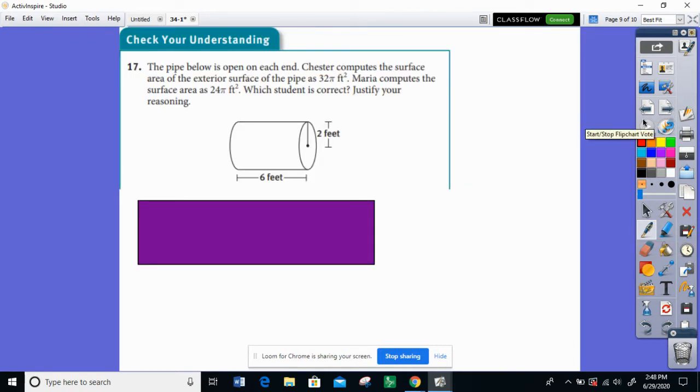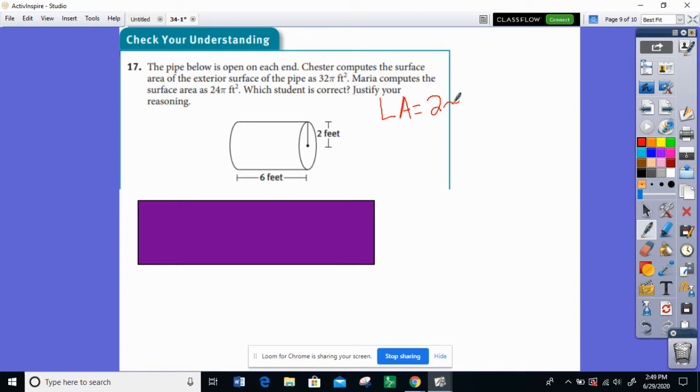So to finish off this lesson, we're going to solve 2 problems. The pipe below is open on each end. Chester computes the surface area of the exterior surface of the pipe as 32 pi square feet, whereas Maria computes the surface area as 24 pi square feet. Which student is correct?